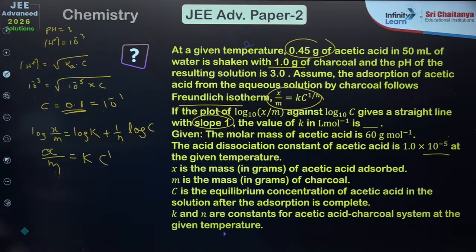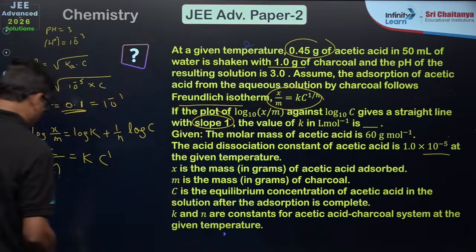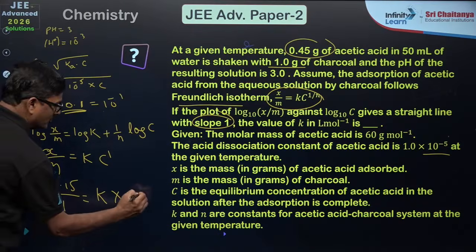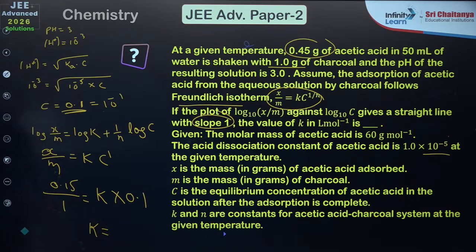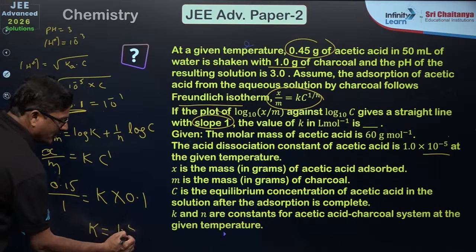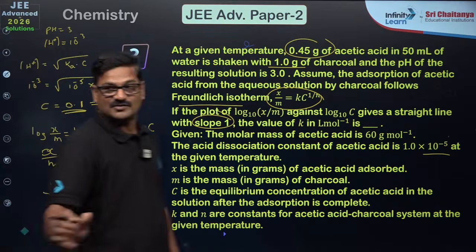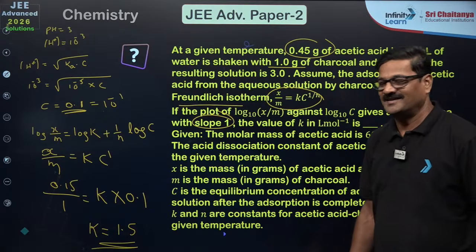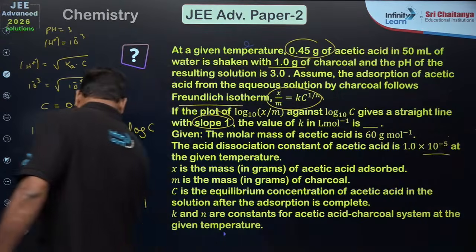As the slope is given as 1 here, you can directly say x by m is going to be 0.15 upon 1. It is going to be k into 0.1. K you can solve as 1.5, which is the answer for this question. Any doubt? And moving ahead, some more questions are there.